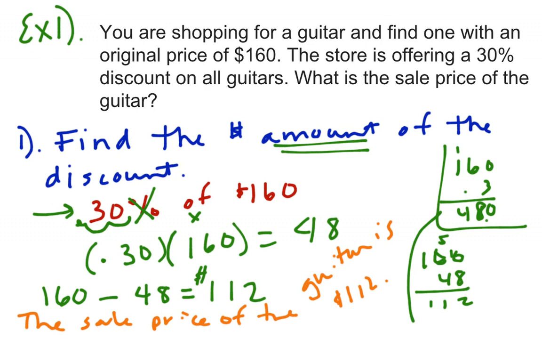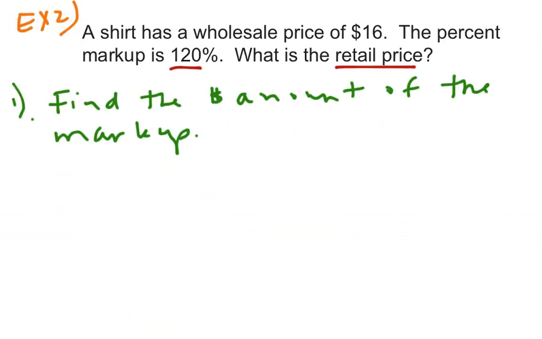It's written here in blue. Find the dollar amount of the discount. So it's the same first step. Find the dollar amount of the markup. And the process is also the same. So what does the math look like with that?